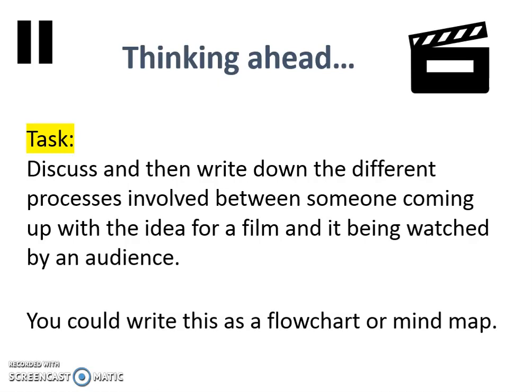I'd like you to write down the different processes that you know are involved in the filmmaking, or what we might call the film chain. This is everything between someone coming up with an initial idea, right the way through to the film becoming available to be watched by an audience, in a cinema, for example. You could choose to write this as a flowchart or a mind map, and I'd encourage you just to pause for a few minutes.